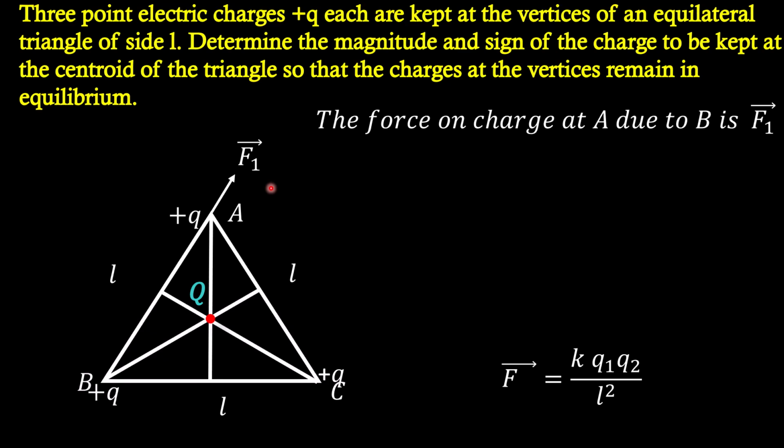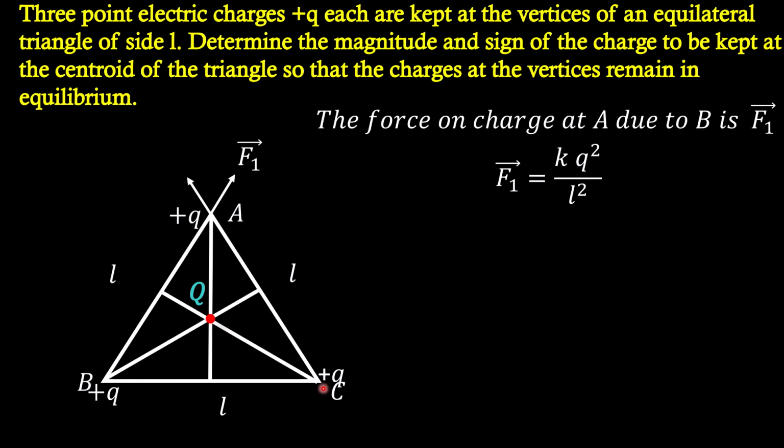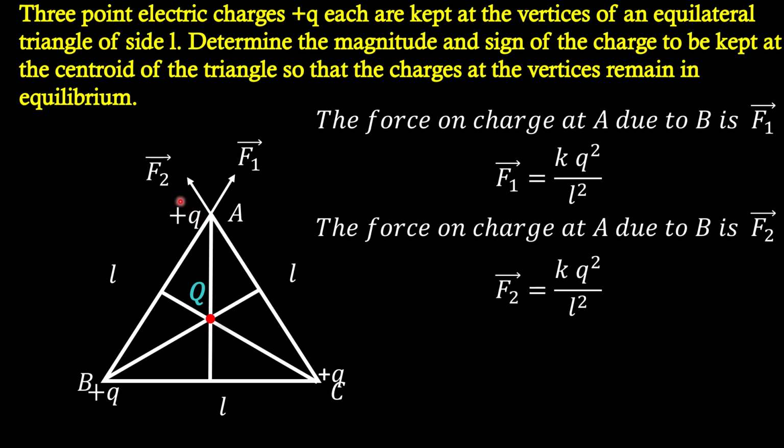According to Coulomb's law, we calculate the F1 vector. F1 vector is equal to K into q square by L square, where Q1 and Q2 are equal to plus q charge. Similarly, we calculate the force experienced on the A vertex charge by the C vertex charge. Let us consider that force vector is the F2 vector. So, F2 vector is also K q square by L square.